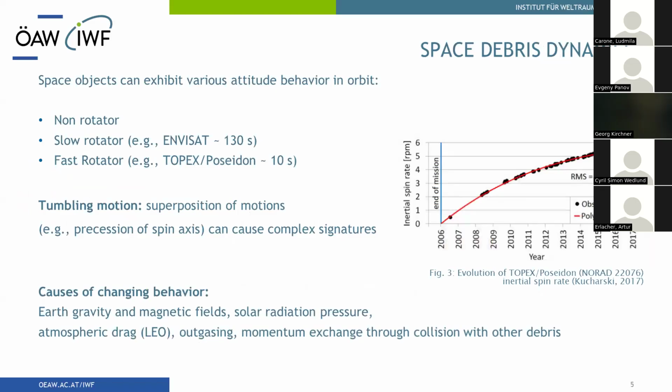So now we're going to discuss which behavior space debris can possibly exhibit in orbit, because as it turns out, there's a variety of possibilities. Space debris, for example, can exhibit different rotational behavior. We have the non-rotators, or for example, a slow rotator like Envisat, which rotates with around 130 seconds. And an example for a fast rotator would be Poseidon, which has a rotation period of around 10 seconds, which is quite fast.